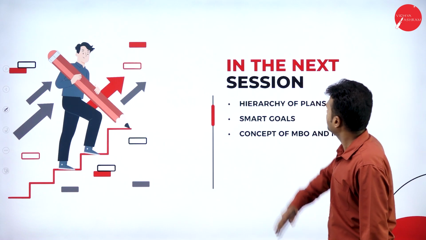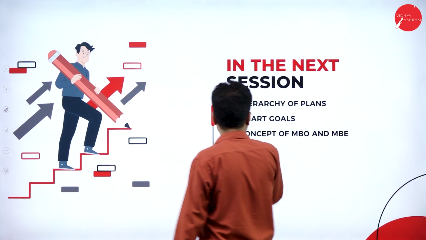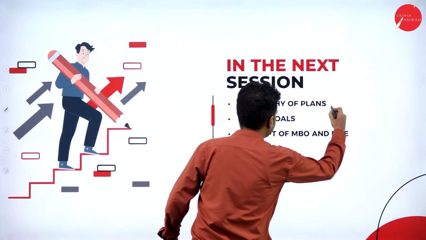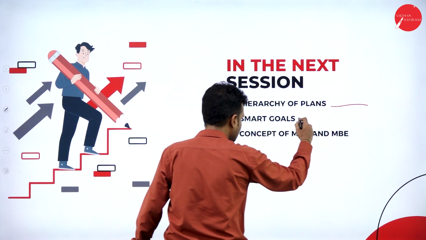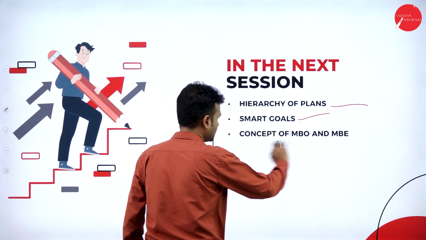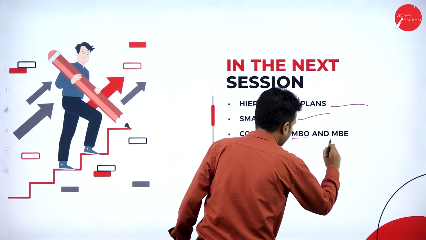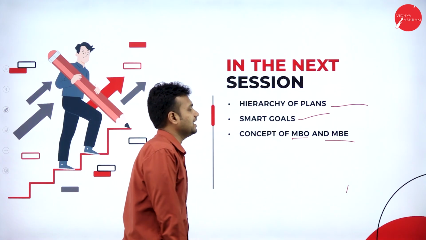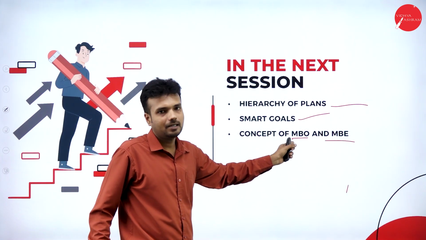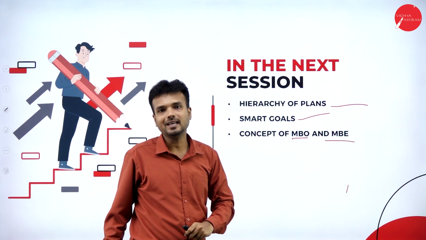Moving forward, in the next session we are going to cover the concept of hierarchy of plans, SMART goals, and also the concept of MBO and MBE. What do you mean by this? MBO, management by objective, and MBE, management by exception.